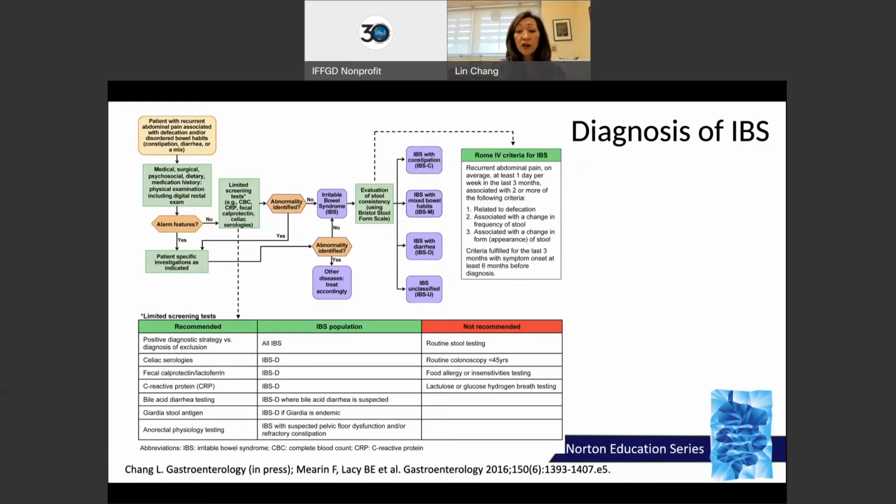It is not currently recommended to do routine stool testing for infections unless there is a history to suggest they have an infection. Also not recommended: routine colonoscopy under the age of 45, food allergy or sensitivity testing, or lactulose or glucose hydrogen breath testing. Now, we do want to do routine colonoscopy just by the guidelines that we have, but that's in all individuals. You don't have to do anything different specifically for patients with IBS symptoms if they don't have alarm features.